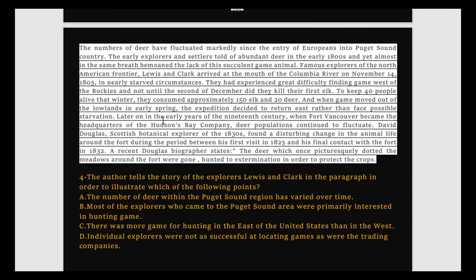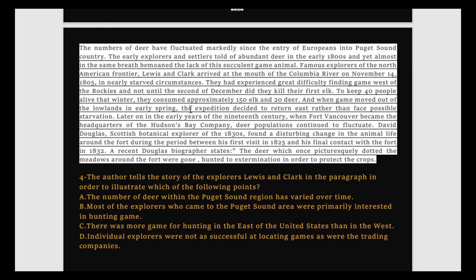so now let's skip the wrong answers. A. The number of deer within the Puget Sound region has varied over time. Number of deer varied over time. This could be the answer, because the author was talking about the fluctuation of the deer. There was a fluctuation, so this could be the answer.